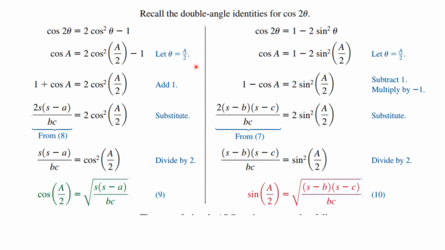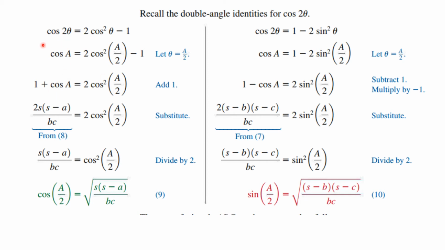Now we're going to use the very important trig identities for the cosine of 2 theta. Recall that we have many identities for that, but the cosine of 2 theta is 2 cosine squared theta minus 1, and it's also 1 minus 2 sine squared theta. We use both of these in calculus 1 and calculus 2 and beyond.